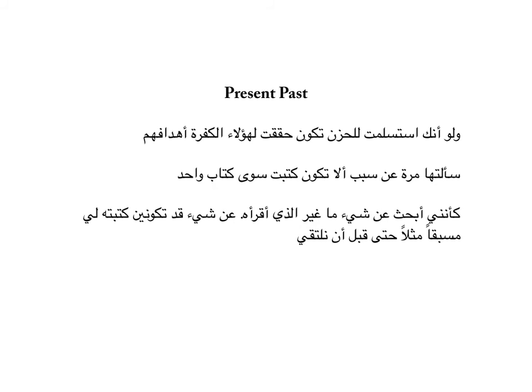The present forms of the to be verb with the various forms are also common with conditional sentences. And so, لو أنك استسلمت للحزن, if you had given in to sadness, تكون حققت, you will have achieved for these infidels their goals. In other words, you will have done just exactly what they wanted you to do. And so, present tense combined with the past tense, and the idea is it's kind of like saying this didn't happen, but it could have or should have or would have happened had the other thing happened.